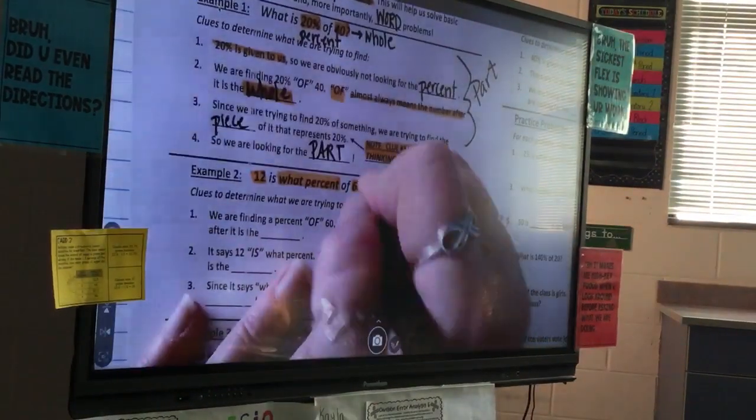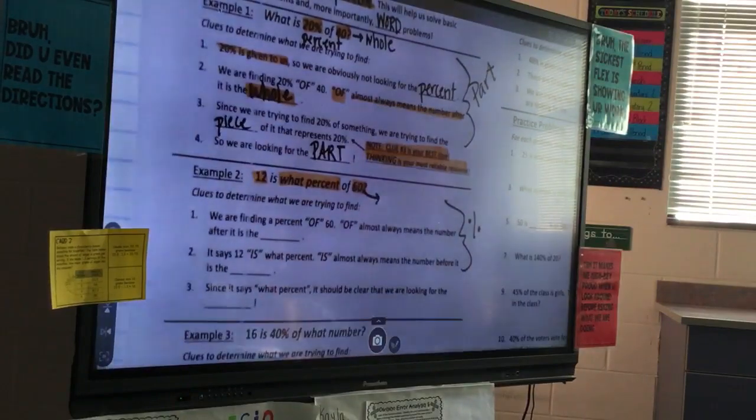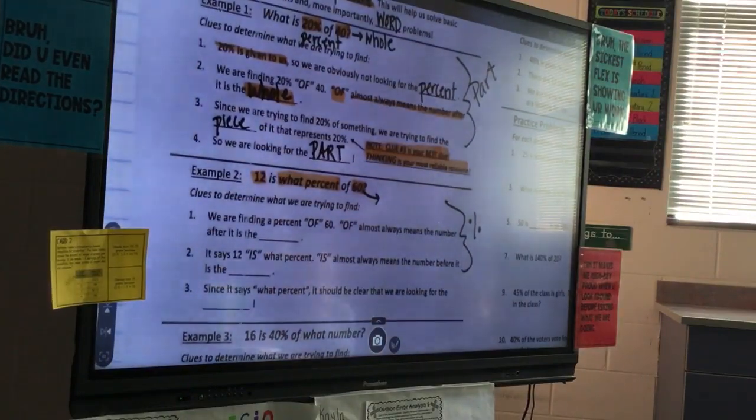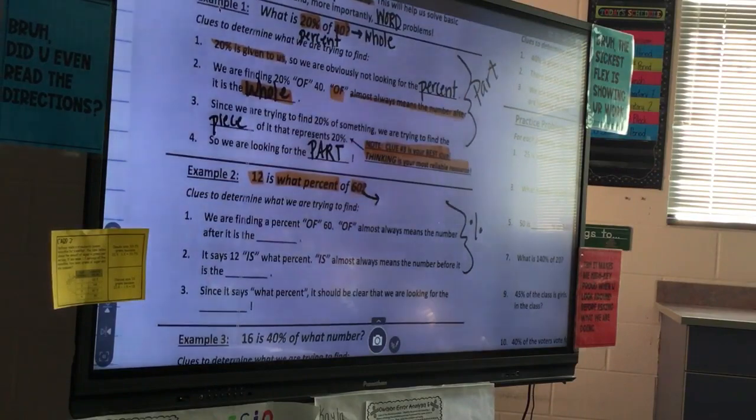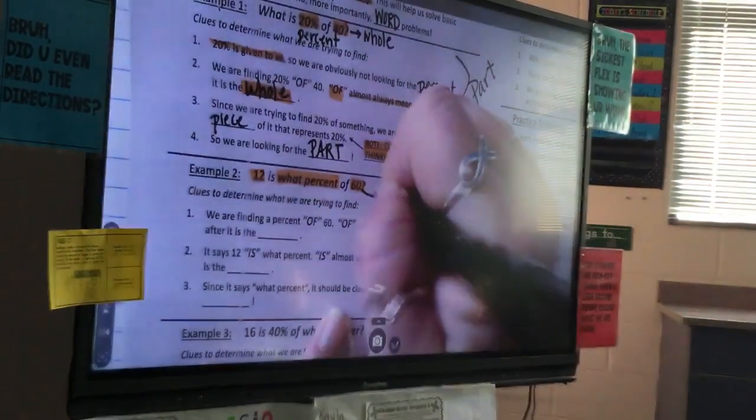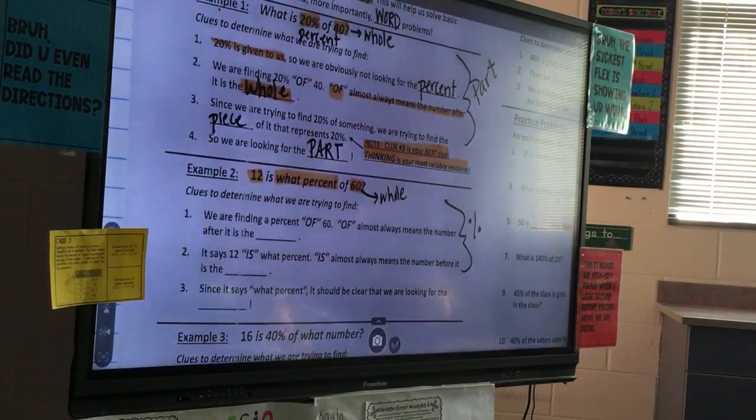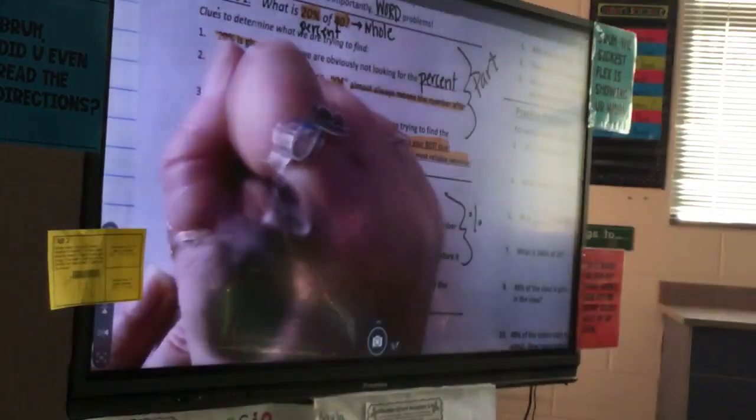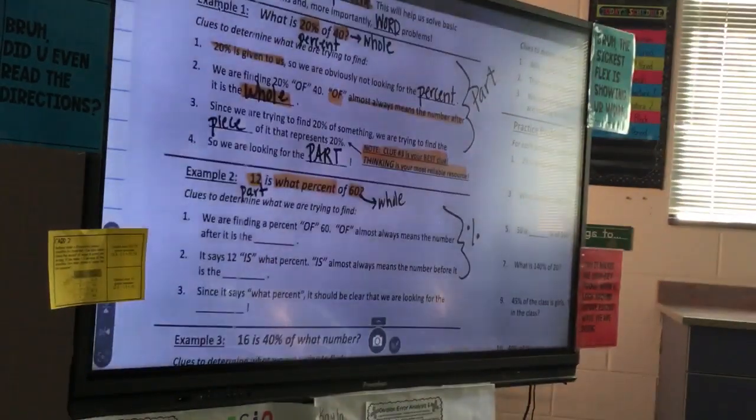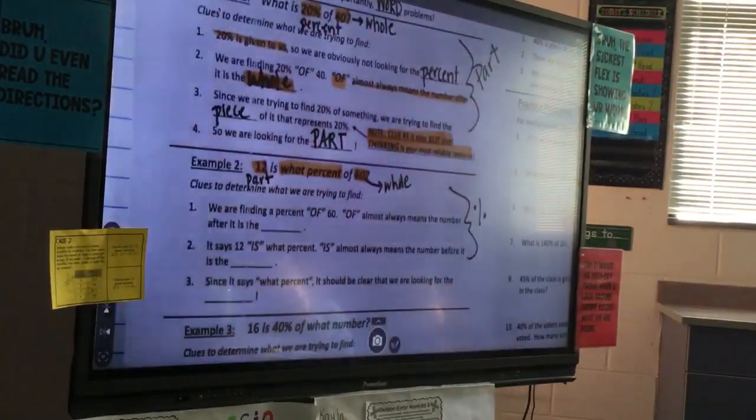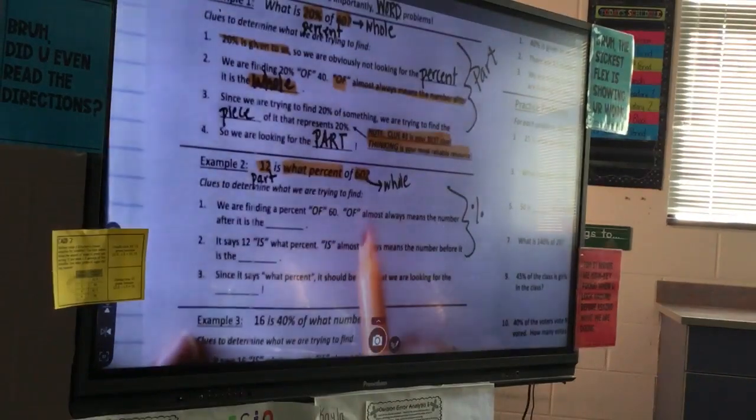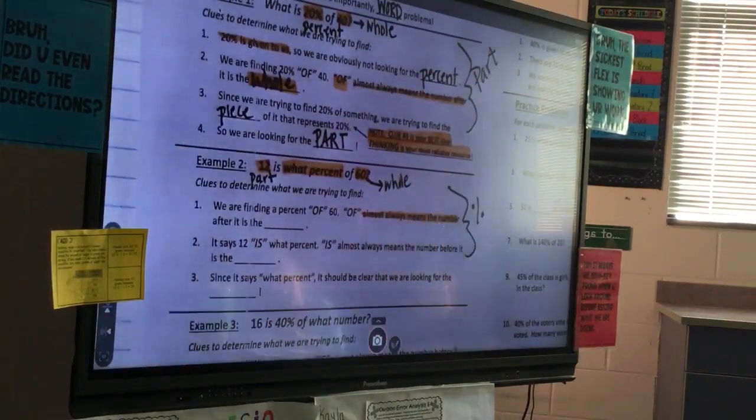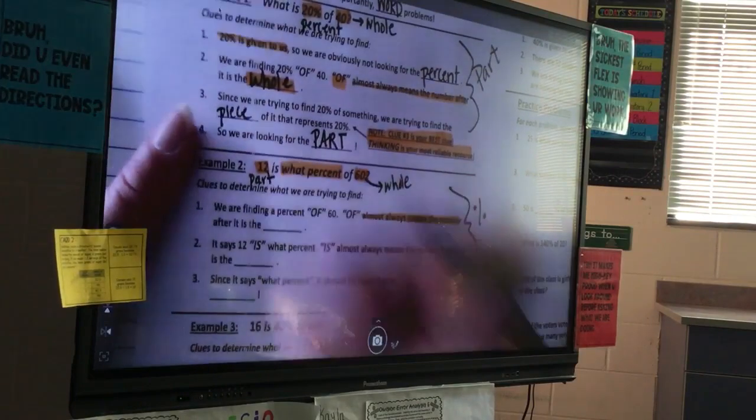So the 60 is the part or the whole? What do you think the 60 is? It is the whole number. It's the total, the whole. Like, there are 60 kids in this class. We need to know what percent of it is 12. Okay, so then this is obviously your part. So when finding the percent of 60, "of" almost always means the number after it is the whole.